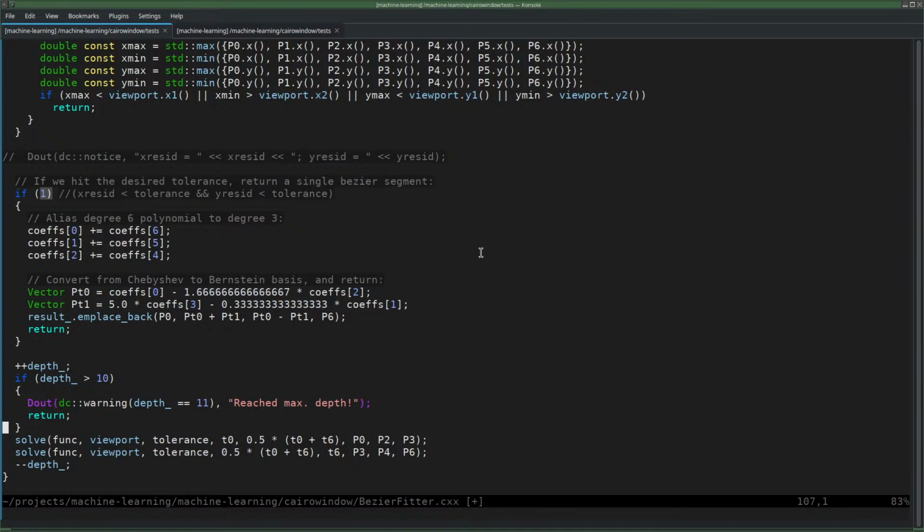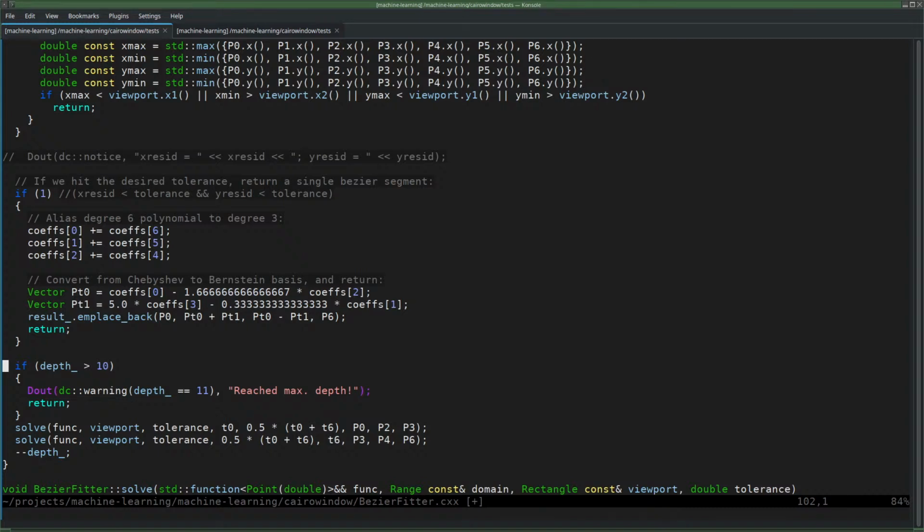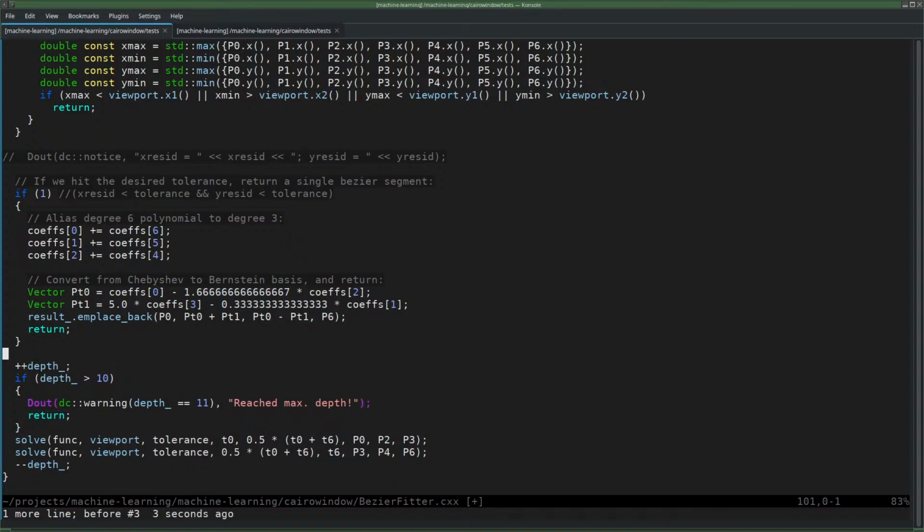The last level, you mean? The last depth. So what I should do here is, if the tolerance is reached, but also, anyway, if the depth is already equal to 10.